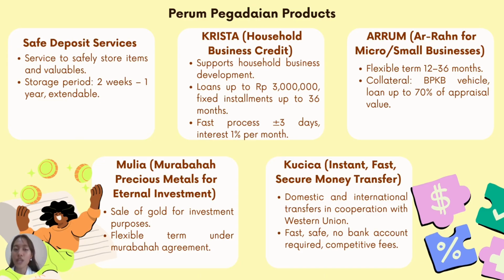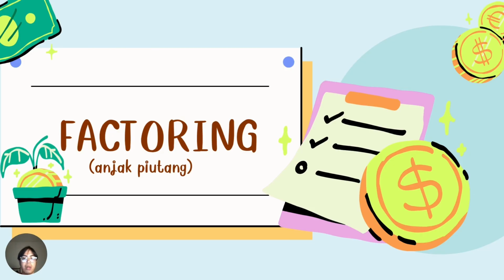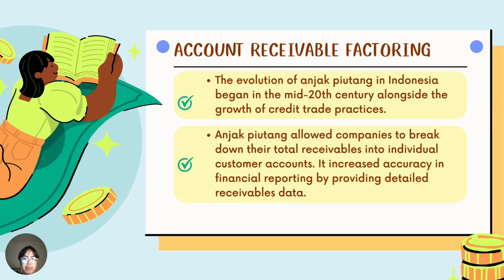The next one is about factoring, explained by my friend. And next, we will be talking about account receivable factoring, or anjak piutang. The evolution of anjak piutang in Indonesian financial management paralleled the expansion of credit trades practiced in the 20th century. As the Indonesian economy grew and commercial transactions became increasingly complex, enterprises adopted systematic credit tracking frameworks. The implementation of anjak piutang allowed businesses to disaggregate their total receivables into customer-specific accounts, enhancing the ability to monitor payment schedules, identify delinquent accounts, and improve accuracy in financial reporting.